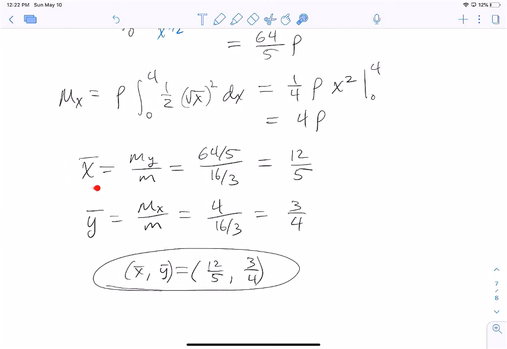X bar, the x coordinate of the center of mass, the centroid, is m sub y over m. And so 64/5 divided by 16/3 simplifies to 12/5. Finally, y bar, the y coordinate of the centroid, is the moment about the x-axis divided by m, and so 4 over 16/3 is 3/4.